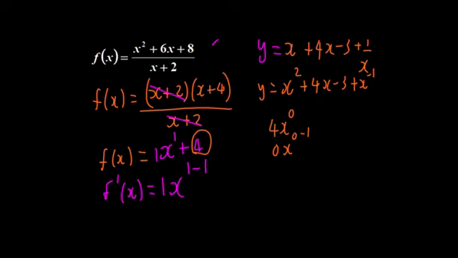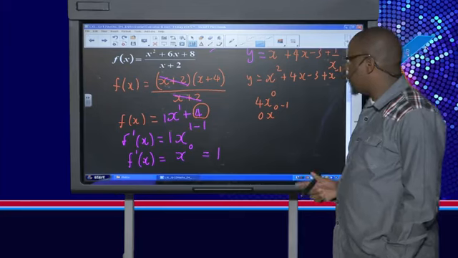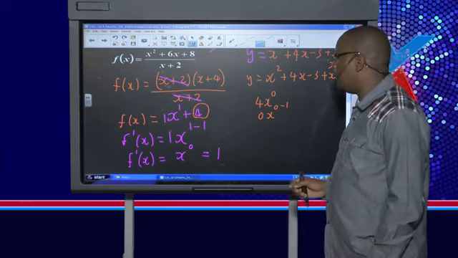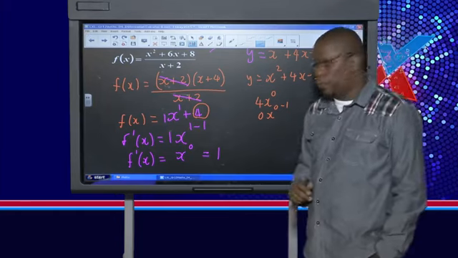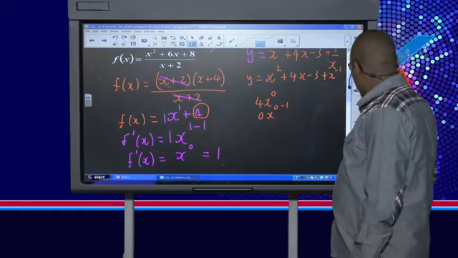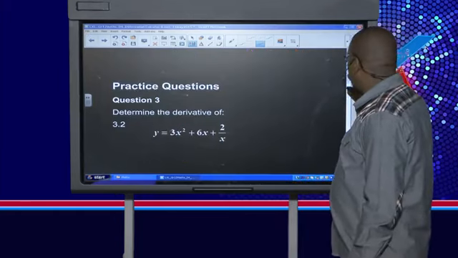Okay, so now our derivative will be just x to the exponent naught, which gives us 1. So anything raised to exponent 0 is 1. So that is your derivative of that function, x squared plus 6x plus 8 all over x plus 2. Okay.